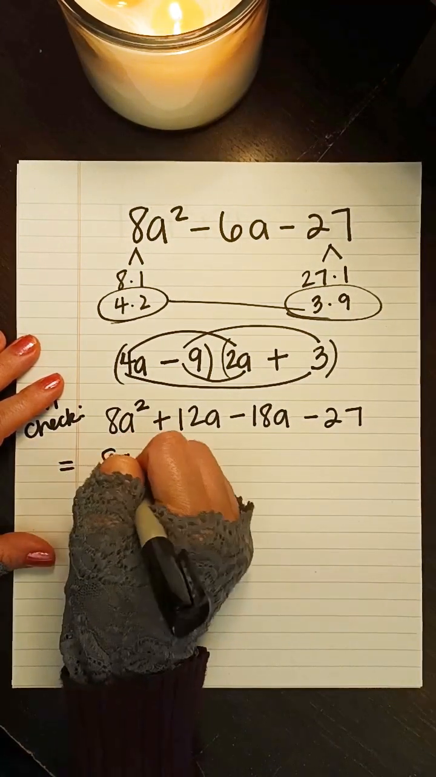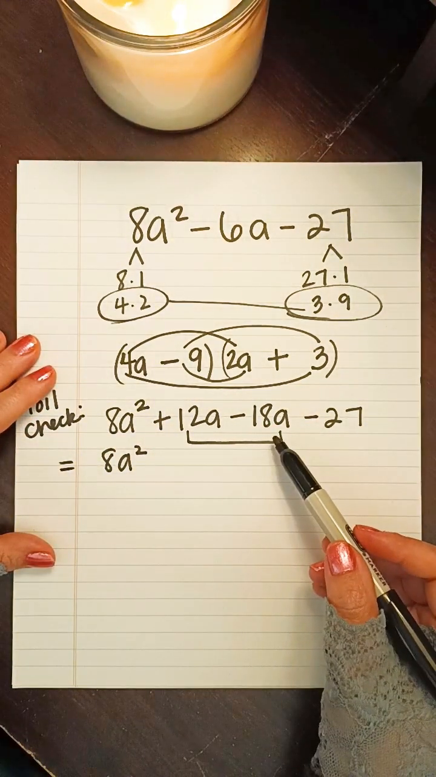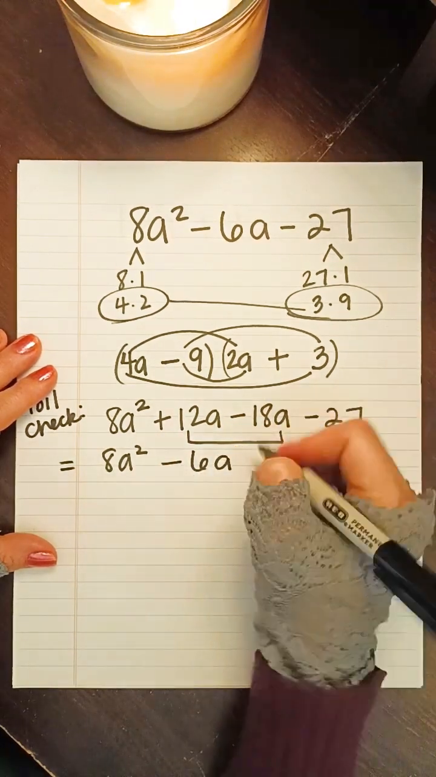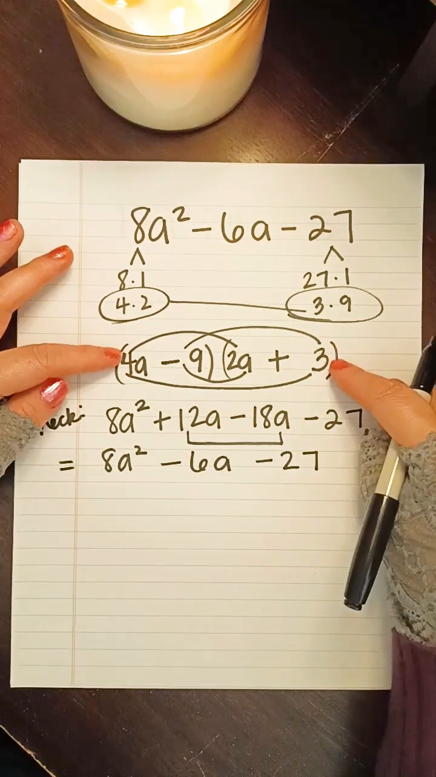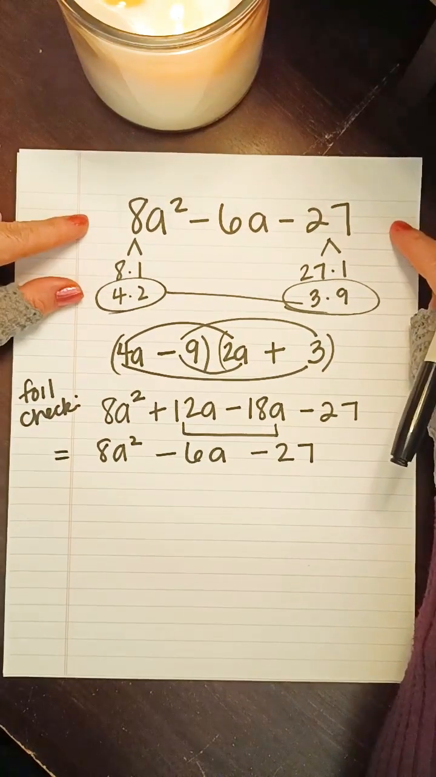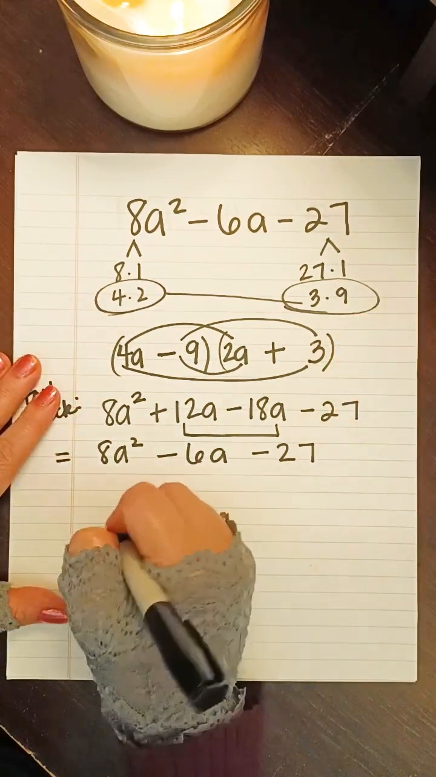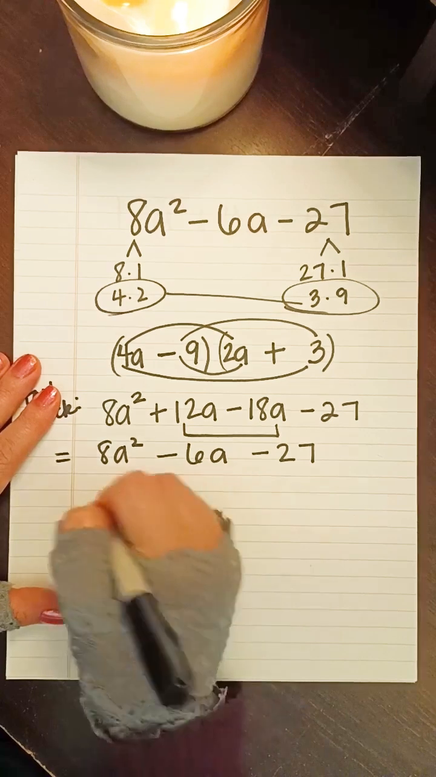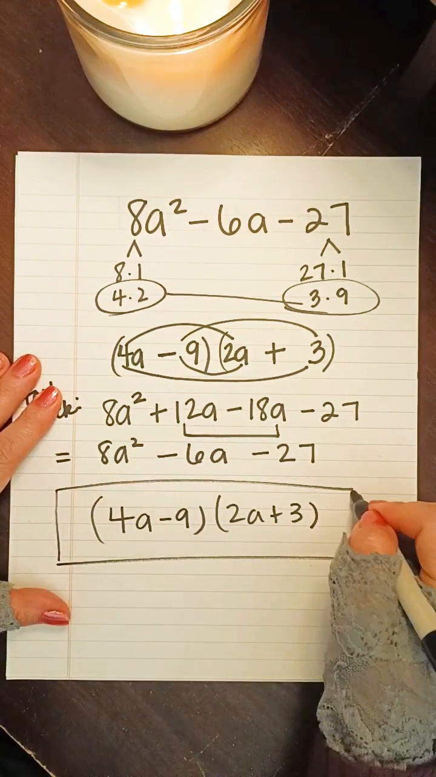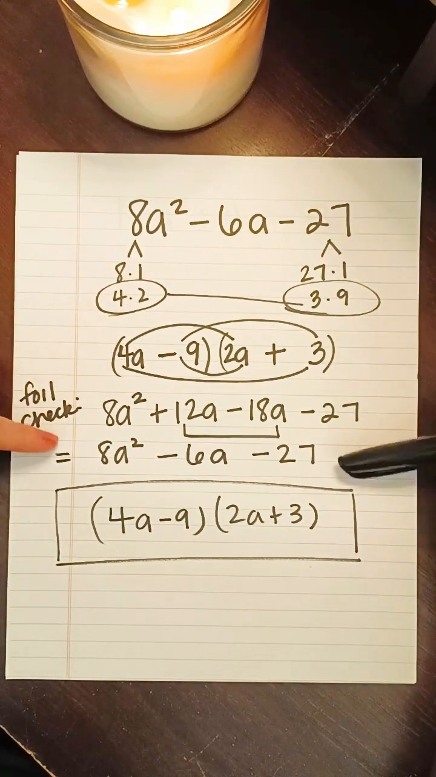So we need to simplify this. Combine these like terms. 12a's minus 18a's will get me negative 6a's. And then I have minus 27. So when I FOILed this and simplified it, I got my original quadratic. So that means you factored this correctly. So these two binomials are the factors of your quadratic. Okay, so once you get to here, you're done. This is just a check.